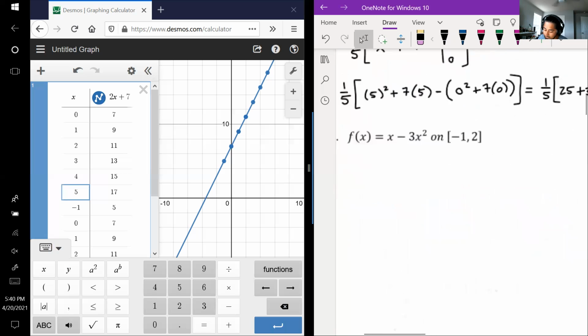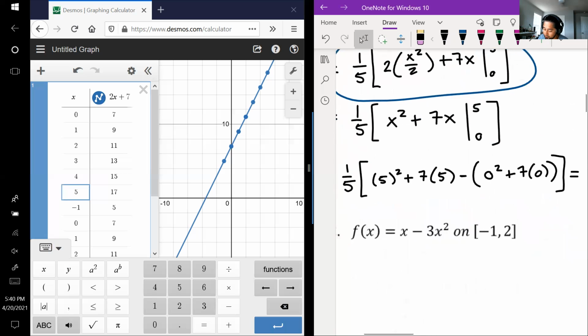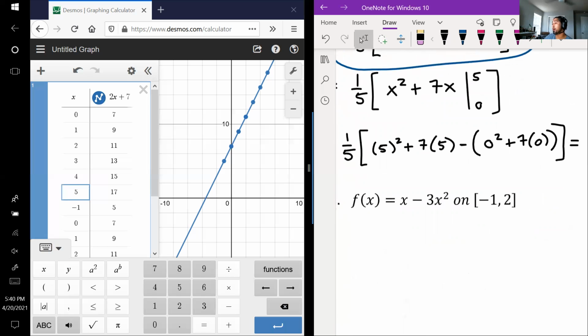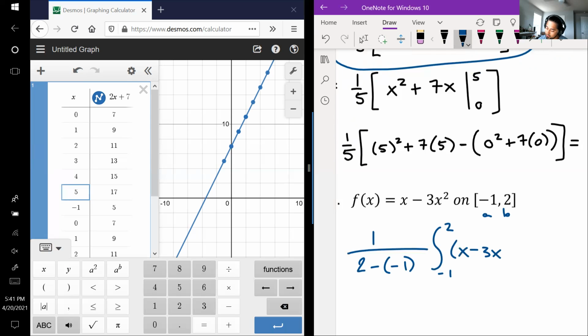2. Find the average value of x minus 3x squared on the interval -1 to 2. So again, let's set up our integral. Here's a, here's b. So we're going to get 1 over b minus a times the integral from a to b of the function x minus 3x squared dx. Okay, there's our integral. It's set up.